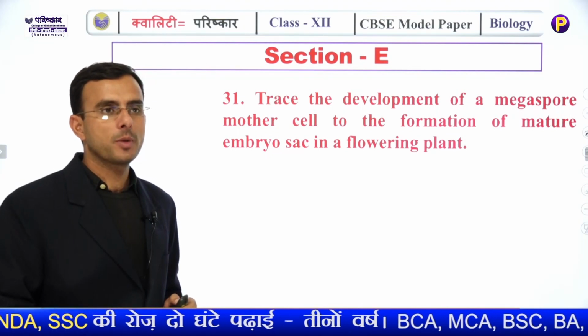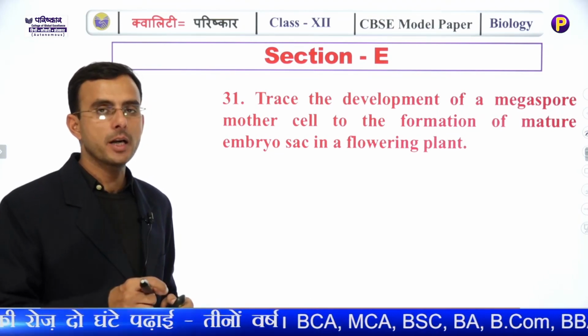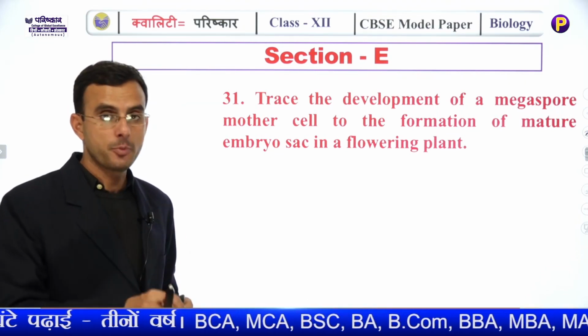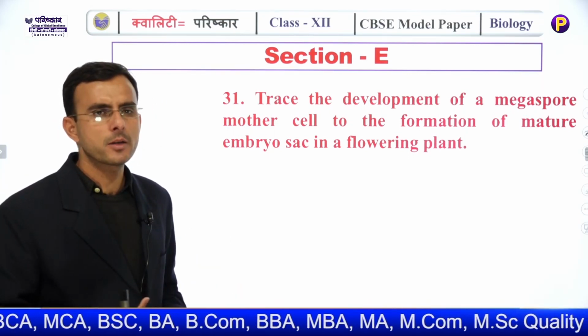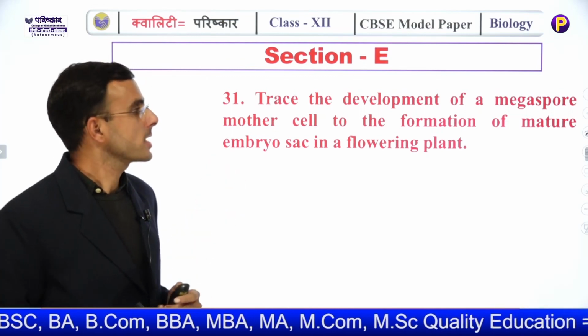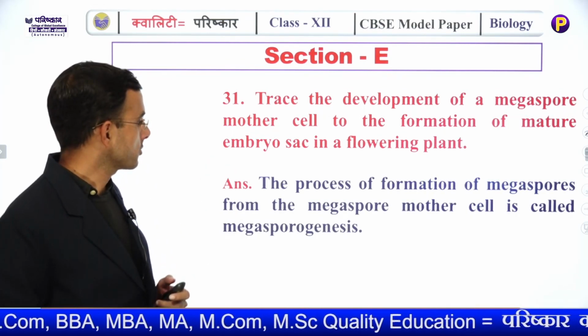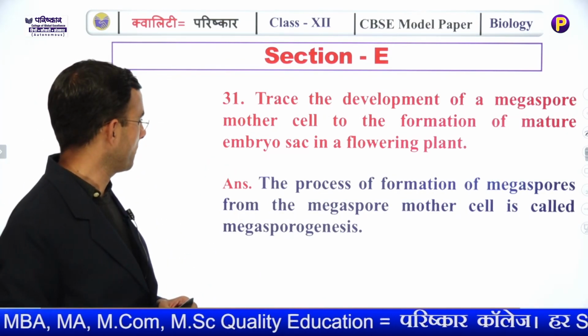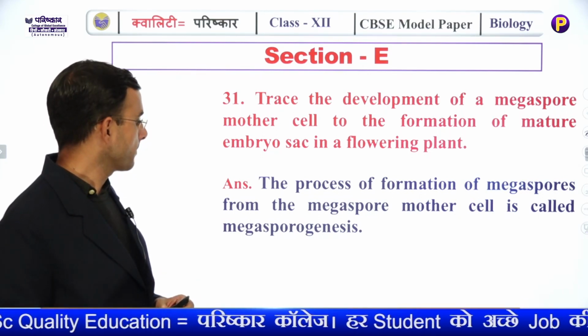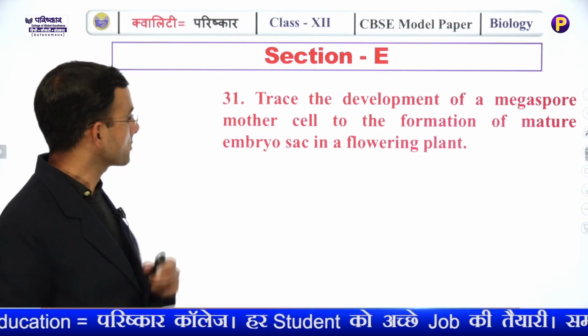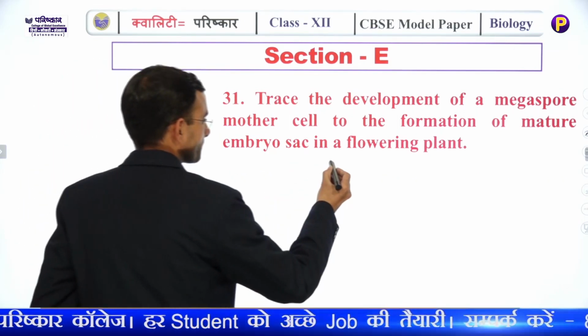That megaspore mother cell is first converted into a megaspore, and that megaspore is converted into a gametophyte. So that embryo sac is the female gametophyte. Look at the process of formation of megaspore from the megaspore mother cell. It is called megasporogenesis.